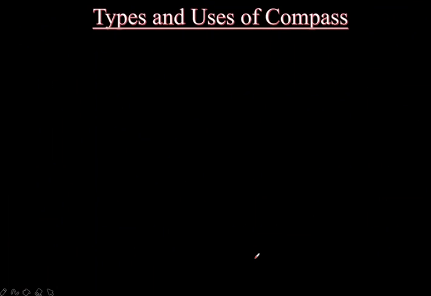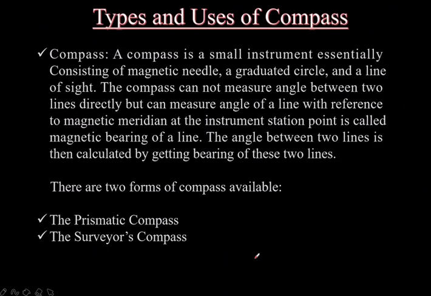Next we will see the types and uses of the compass. A compass is a small instrument essentially consisting of a magnetic needle. Because of this magnetic needle, it is not recommended everywhere. I will show you the image in the next slides. A compass essentially consists of a magnetic needle, a graduated circle, and a line of sight. The line of sight is the line along which we do the sighting.